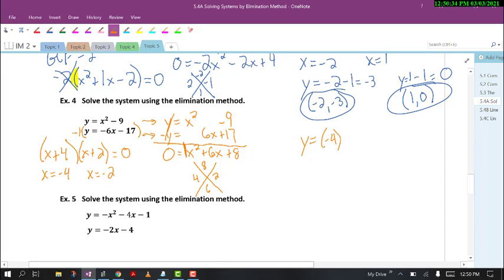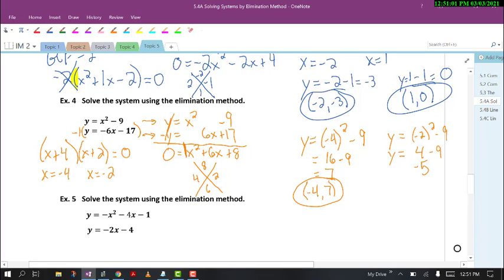So it's x squared, or -4 squared, minus 9. That'd be 16 minus 9, grand total of 7. So -4, 7 is one of our solutions. Now we do the other x value, which is -2. -2 squared is 4, minus 9, -5. So we have a solution of -2, -5. And we got both of our solutions.